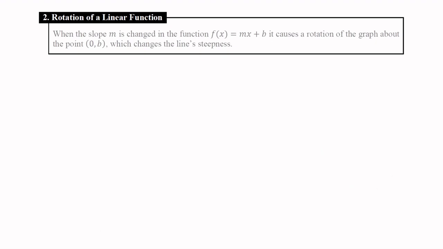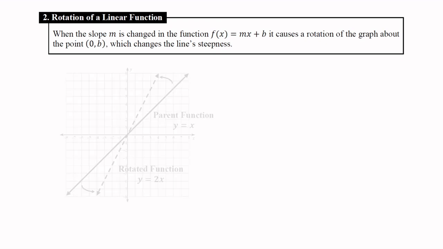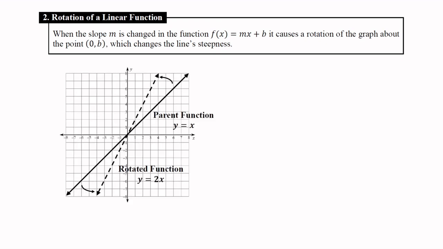A rotation of a linear function is when the slope m is changed in the function f of x equals mx plus b. It causes a rotation of the graph about the point (0, b), which changes the line's steepness. So here, our rotated function, indicated by the dashed line, is y equals 2x. Our slope is steeper because our rise over run is 2 over 1. And we have rotated counterclockwise about the point (0, 0), which is our y-intercept.